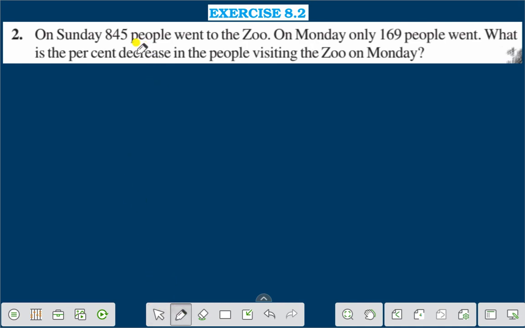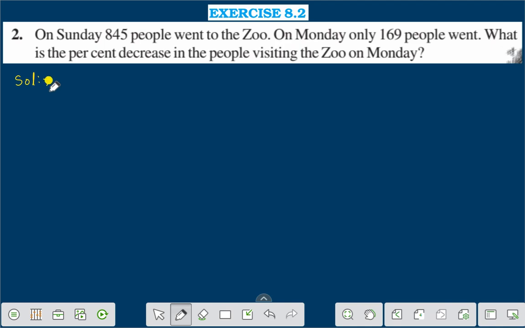On Sunday 845 people went to the zoo. On Monday only 169 people went. What is the percent decrease in the people visiting the zoo on Monday? Let us find. On Monday only 169 people went.